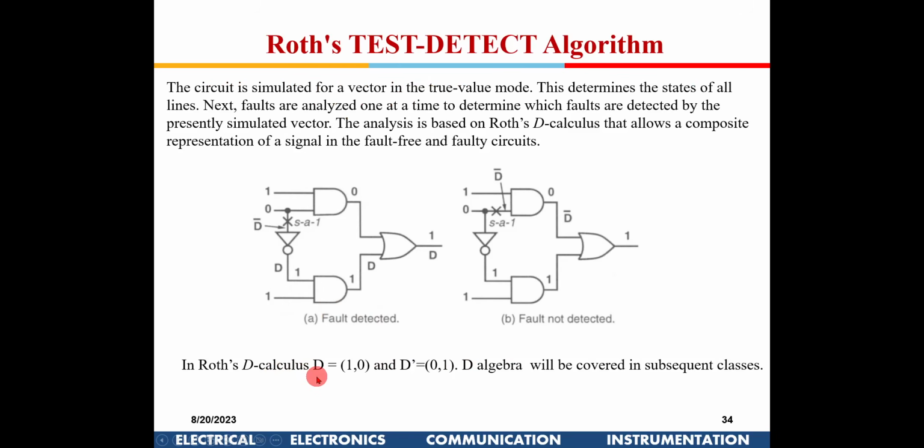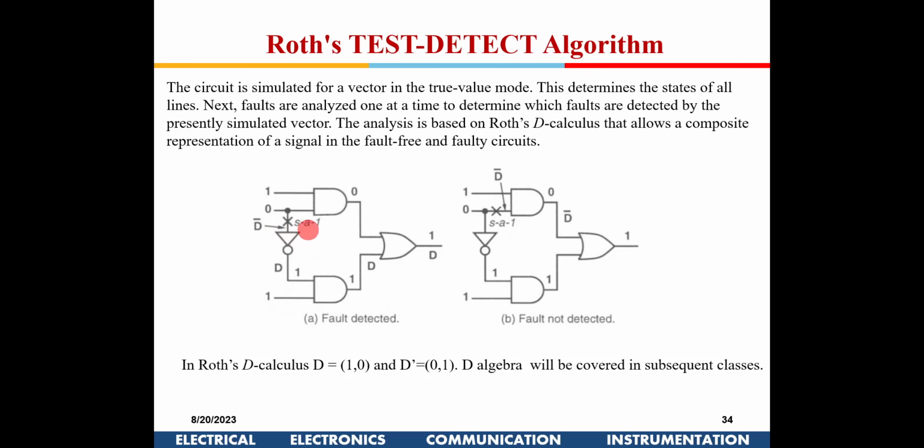So it's not pure Boolean algebra. It can also compute the value of D. D is a single variable. 1 stroke 0 is defined as D, and D bar is defined as 0 stroke 1. So if this is a stuck-at-1 fault, it should be 0 when fault free, whereas with the fault it is 1, so this particular condition I can notate as D bar. Why has this D bar come here?